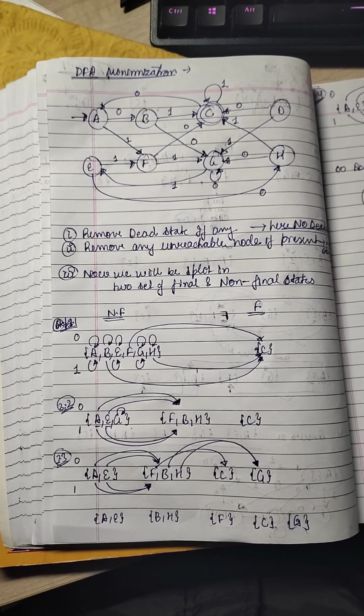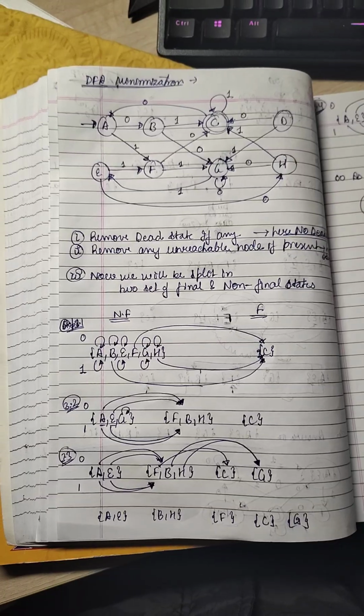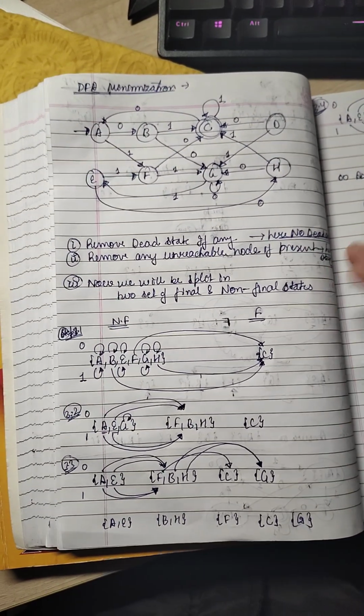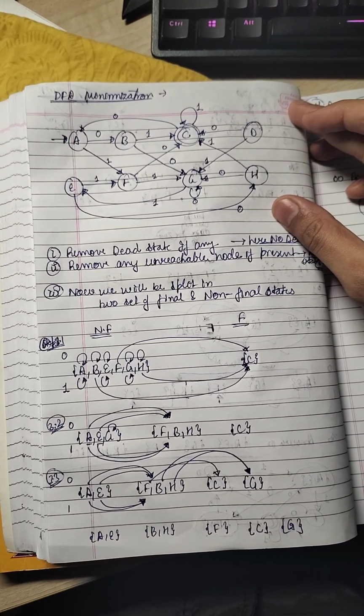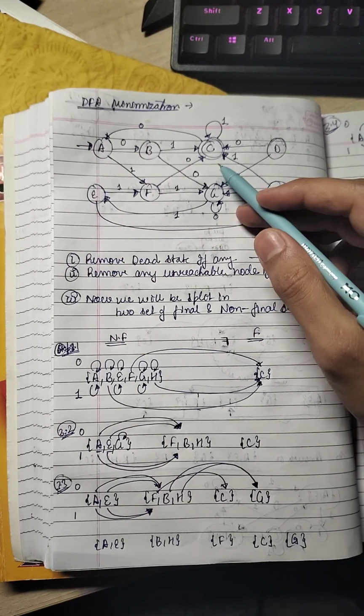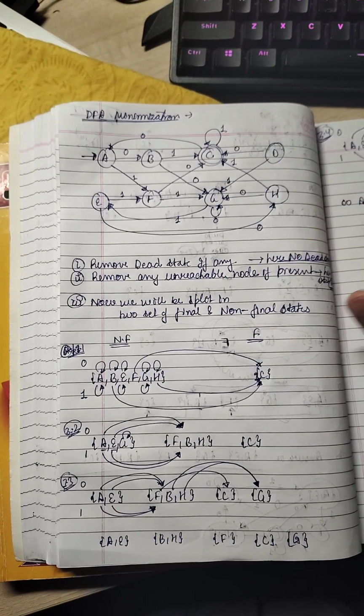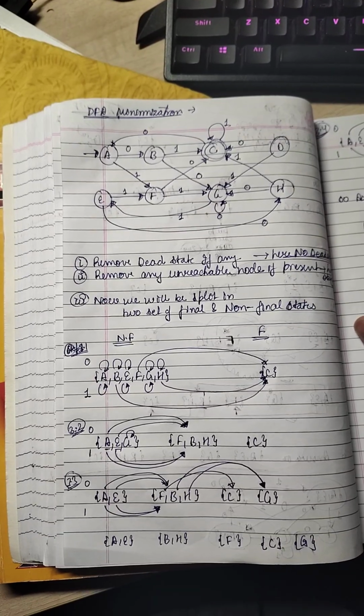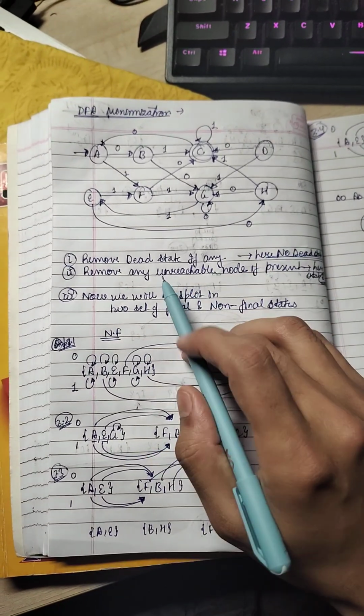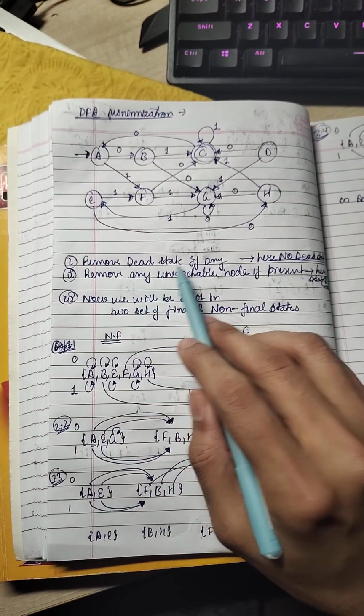So today we will be going to see how we can minimize our DFA. Here you can see that this is our DFA which is having one final state only, and first of all, for minimizing the DFA we have to follow some steps which are here. First we have to check and remove the dead state.